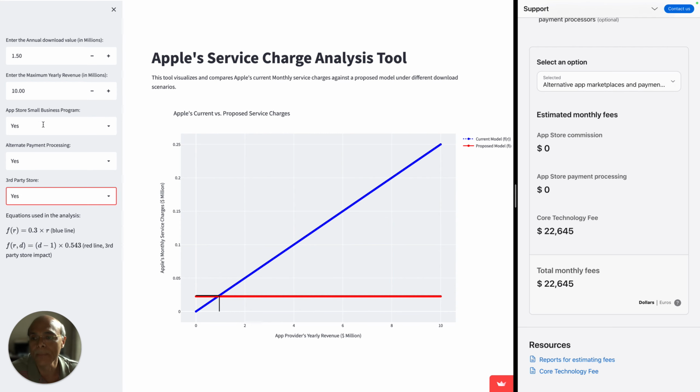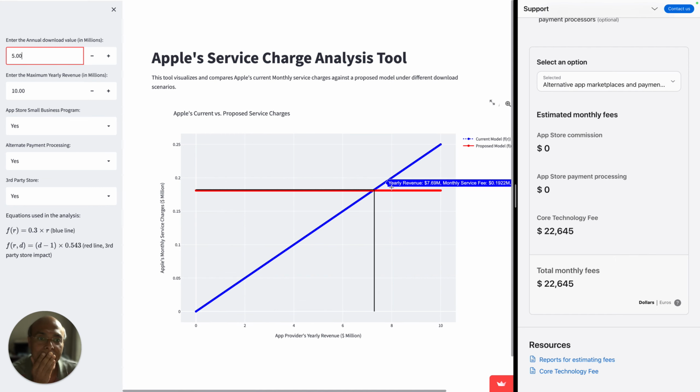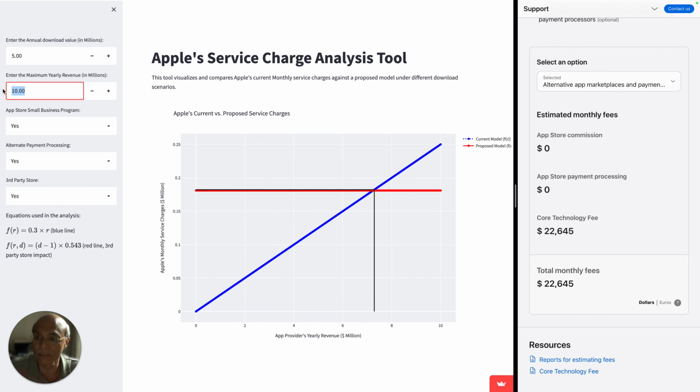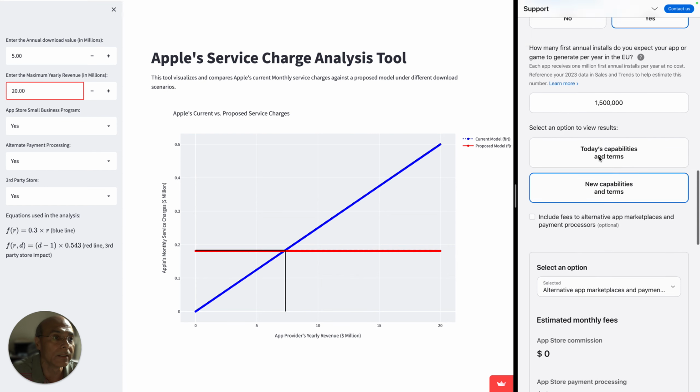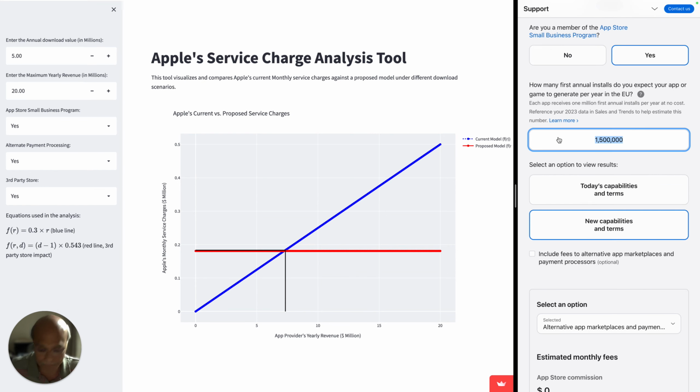Now if I increase the download to, let's say, 5 million, let's see the impact. The line has actually gone very high. Now you have to do further revenue in order to remain on the line. So I will make this 20 million, so as to do an apples to apples comparison, because the core technology fee is increasing. Sorry, 20, two zeros. There are so many zeros I have to put.